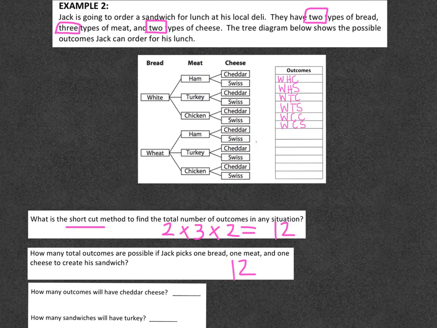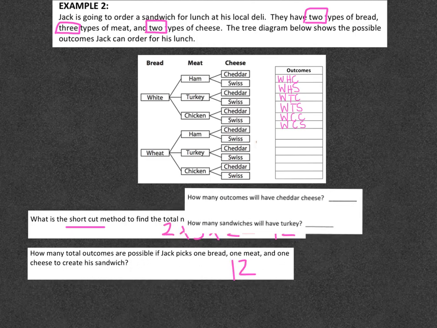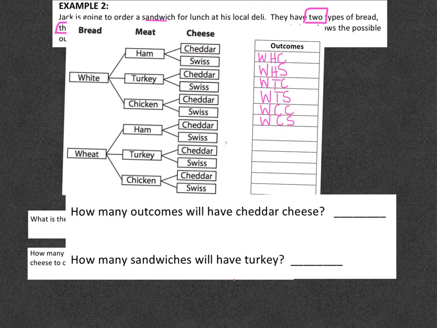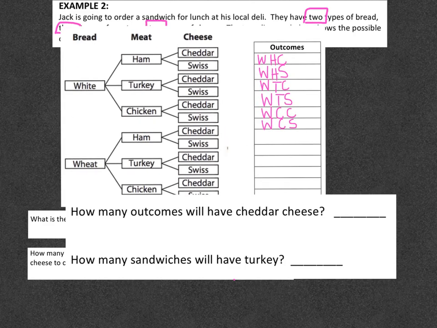Now the next question, I'm kind of running out of room, so I'm going to move this up. This one says how many outcomes have cheddar cheese. So when I look through here and I'm going to count every time I see cheddar cheese, I could put a dot beside it maybe. If I zoom in, every time I see cheddar, 1, 2, 3, 4, 5, 6.